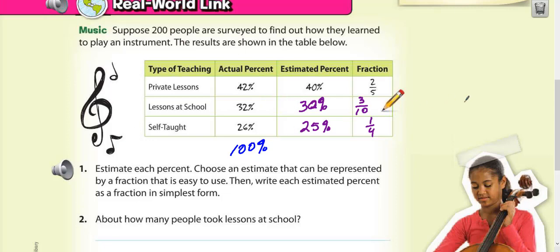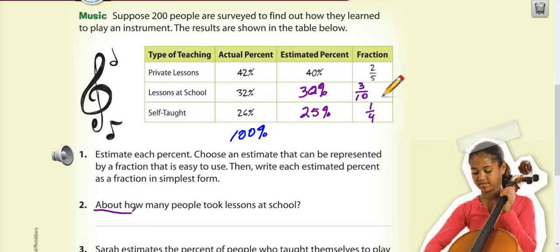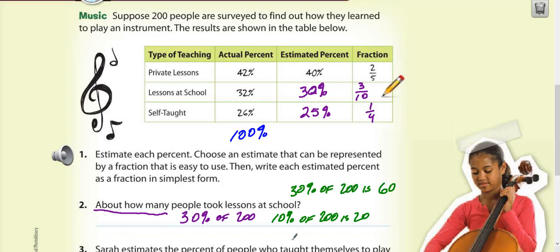So these are good round numbers that would allow somebody to quickly go ahead and do an estimation. And if you get to question 2 here, it says about how many. That tells you you're going to be estimating about how many people took lessons at school. Well, we know there were 200 people altogether, and we're saying about 30%. So 30%, let me go back and erase my 200 so I can put the 30% where I want it. So 30% of 200. Now, how does that help you estimate quickly? Because you know that 10% of 200 is 20, right? You move the decimal over one place, that's 10%. And since you have 3 groups of 10%, that's what 30% is, 3 groups of 10%, you know that 30% of 200 is 60.